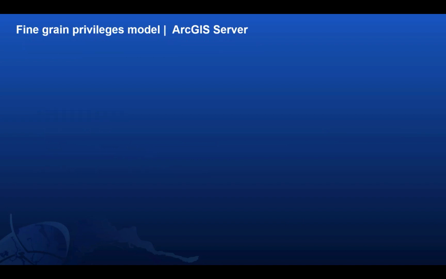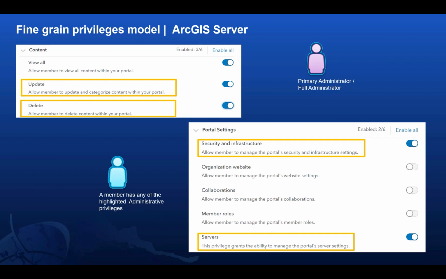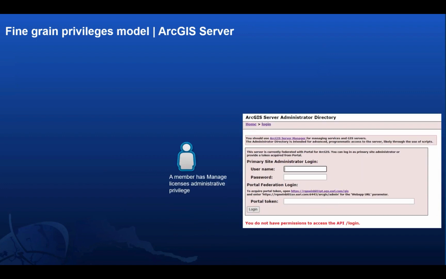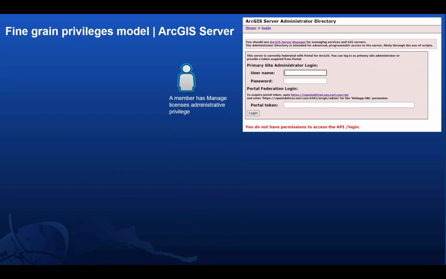Now, who can access ArcGIS Server admin then? The primary administrator or the full admin, or a member who has any of the highlighted administration privileges in portal. They are update item, delete item, security and infrastructure, or manage server privilege, or a member who has any of the publishing privileges. Therefore, a member who meets any of these conditions can access the ArcGIS Server admin directory. If you do not meet those conditions, for instance, if a member only has the manage license privilege, they will not be able to log into the ArcGIS Server admin directory.